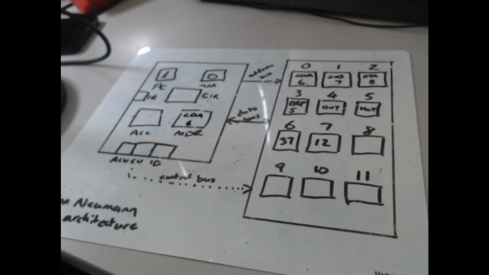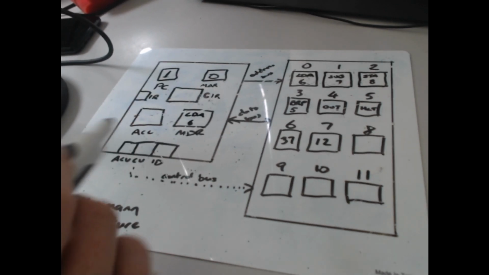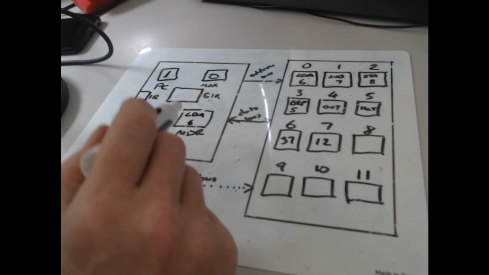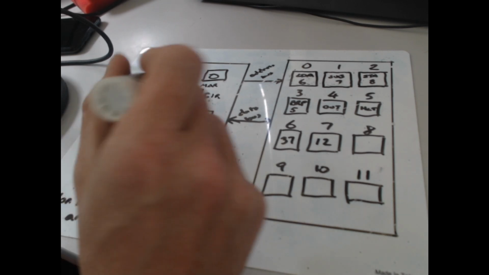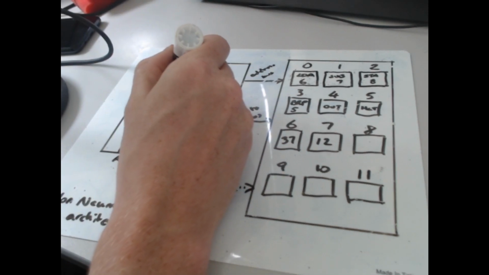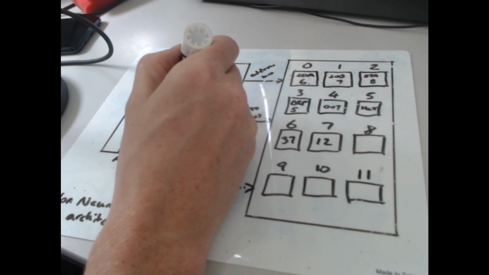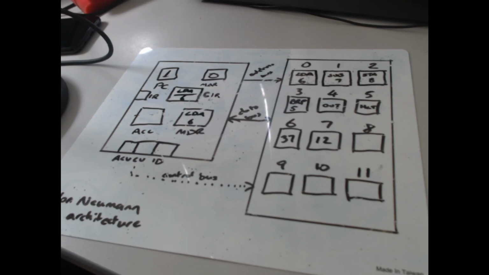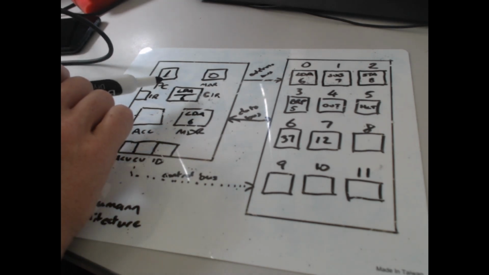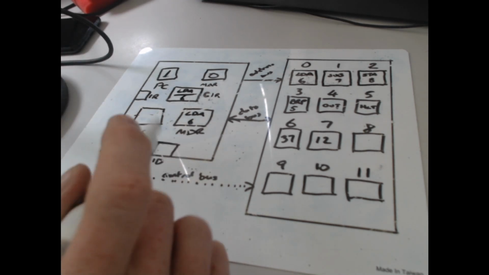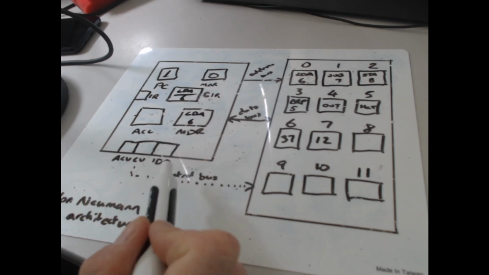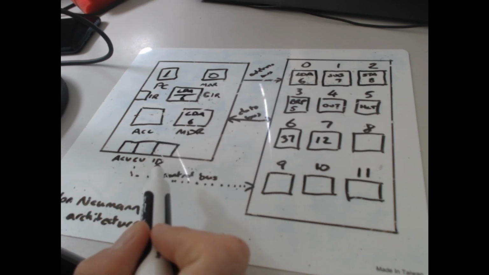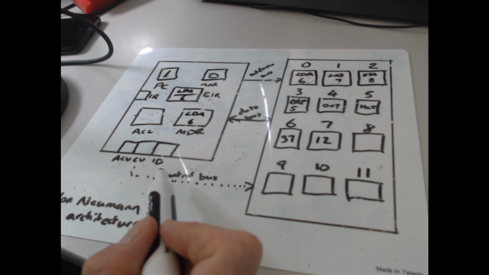That completes the fetch part of the cycle. For the decode part of the cycle, this instruction and data combination is copied into the current instruction register. It is then split up into its instruction and its data, or its opcode and its operand. Now the instruction part, the opcode, is sent to the instruction decoder here, and the instruction decoder's job is to just work out what the instruction is and what to do with it.